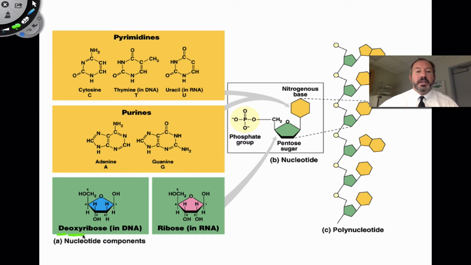Now it's deoxy because, do you notice here on carbon 2 the hydroxyl group isn't present like it is normally in the sugar ribose. So ribose is found in RNA and uracil is found in RNA. And so that's the difference between RNA and DNA.